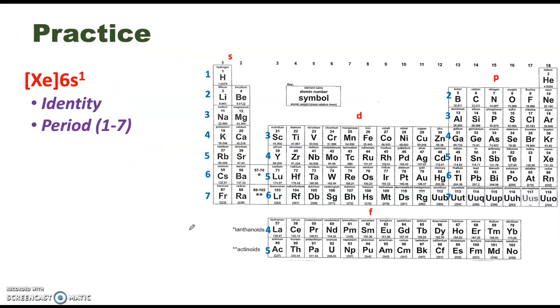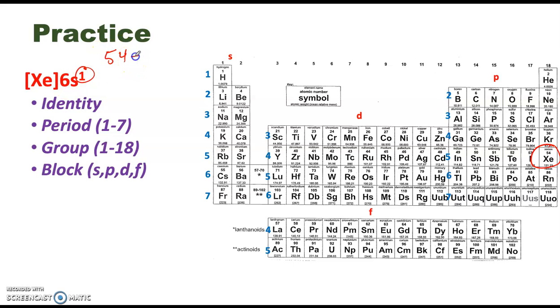The next one is xenon 6s1. So I've got xenon. If you do the trick where you go xenon is 54 plus 1 electron, so I've got element 55, which is cesium. Cs. Or just go xenon. Okay, we got 6. And this is the S block. It's 1 electron, cesium. Same way to do it.